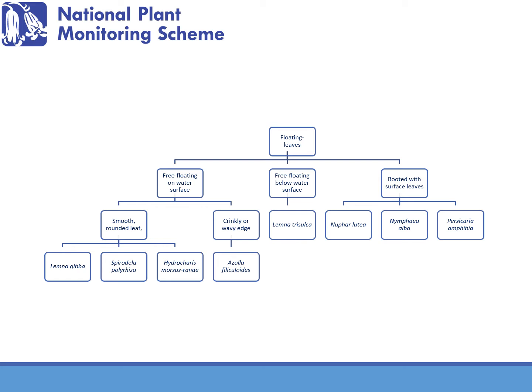And then we've got 3 species which are rooted, which have leaves floating on the water surface. And these are the water lilies, the yellow and white water lily, Nuphar lutea, Nymphaea alba, and also the amphibious bistort, Persicaria amphibia.